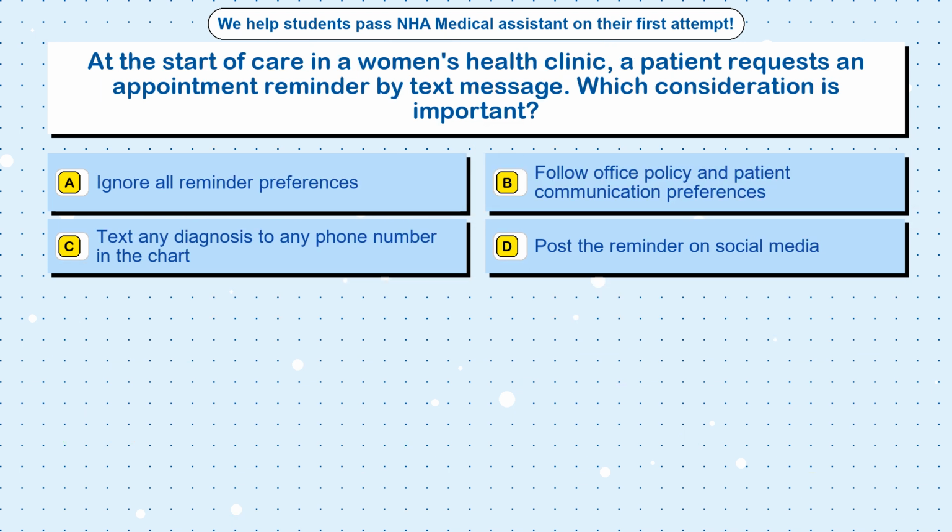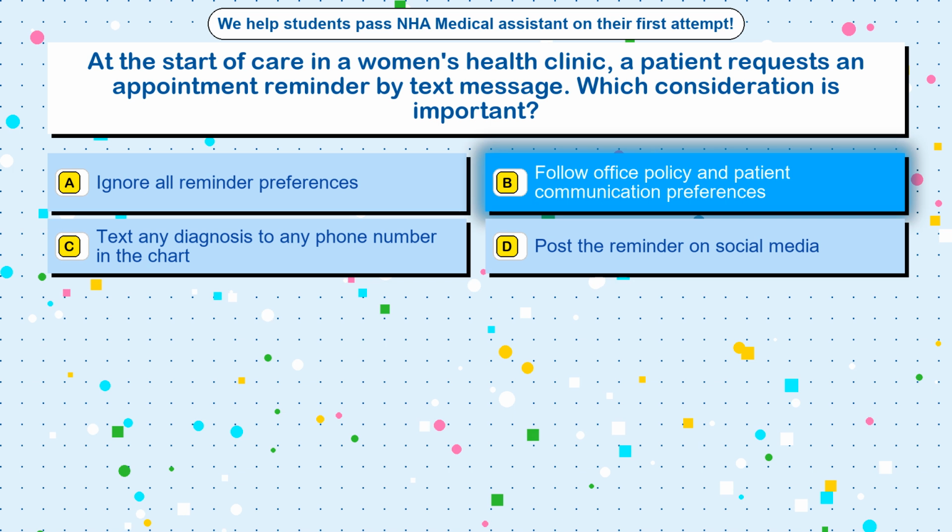Question 48. At the start of care in a women's health clinic, a patient requests an appointment reminder by text message. Which consideration is important? Option A. Ignore all reminder preferences. Option B. Follow office policy and patient communication preferences. Option C. Text any diagnosis to any phone number in the chart. Option D. Post the reminder on social media. The correct answer is option B.